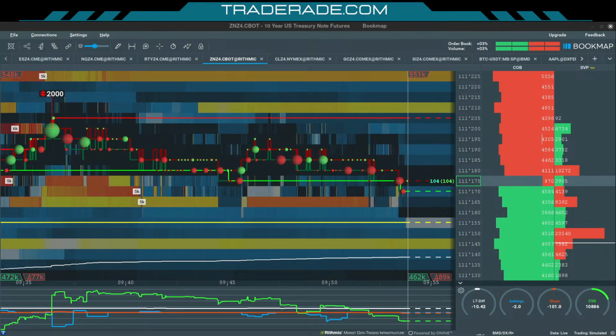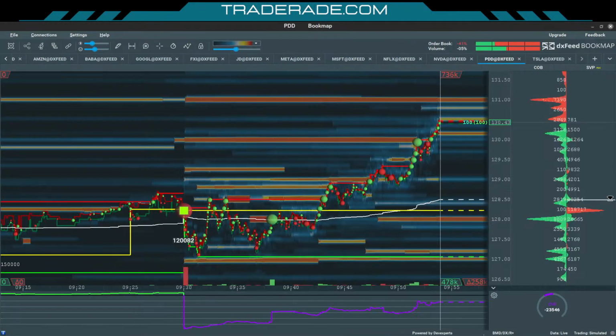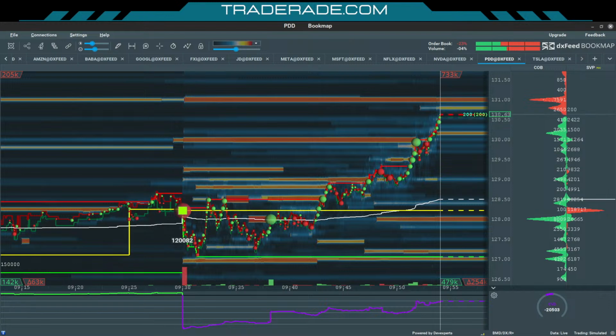Just a quick break on Pinduoduo. Shares are trading higher here. I can't get away from this because of the price action. 130.43 up 4.5%, and it keeps moving higher.